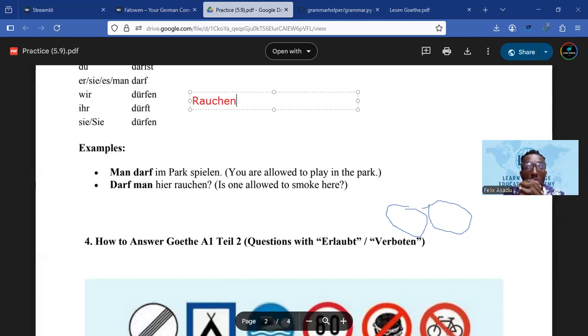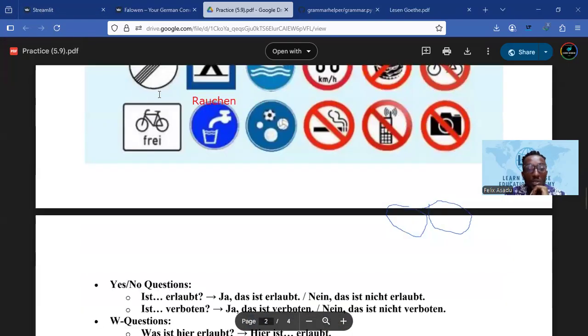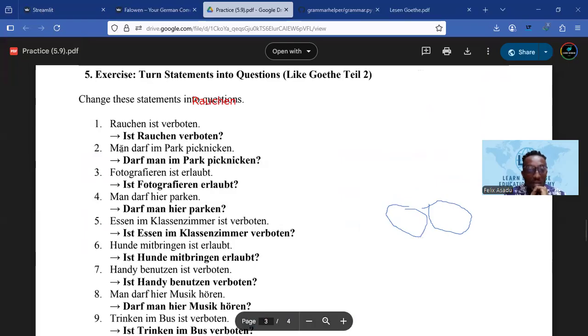Man darf, yes. So man darf what? Rauchen. So man darf rauchen, then it's going to mean that you may smoke. So let's check these examples here. We have Nummer 2. So man darf im Park picknicken. That means that you are allowed to what? Picnic in the park. And the question is going to be what? Darf man im Park picknicken?